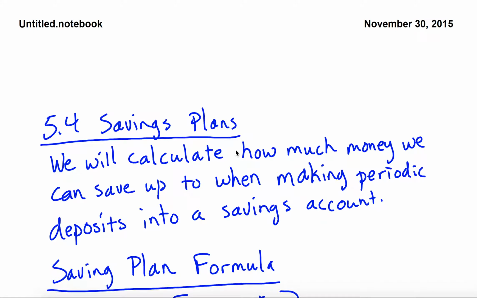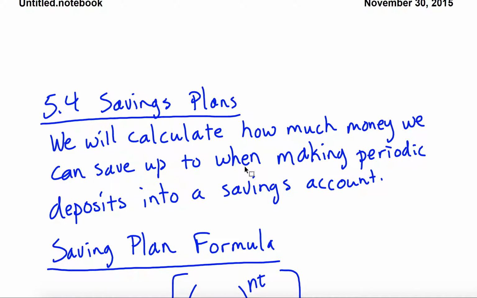So, not all of us happen to have a large sum of money that we can put into an account. A lot of times, what we do is do what we call savings plans. This is where we actually make a periodic deposit into a savings account and we can watch the money grow that way. So, this section is about savings plans.